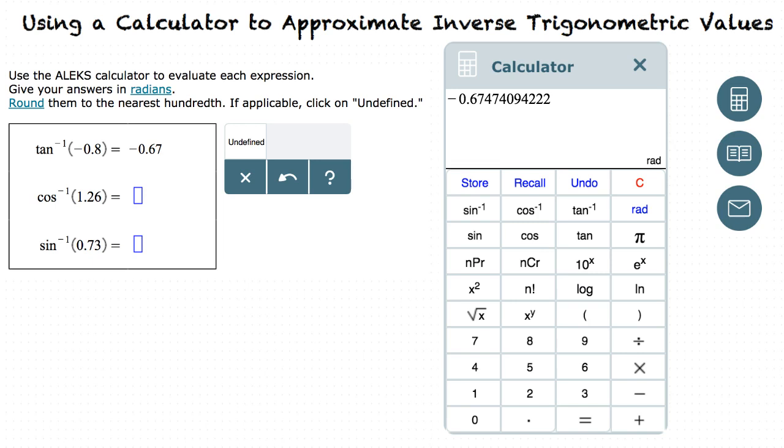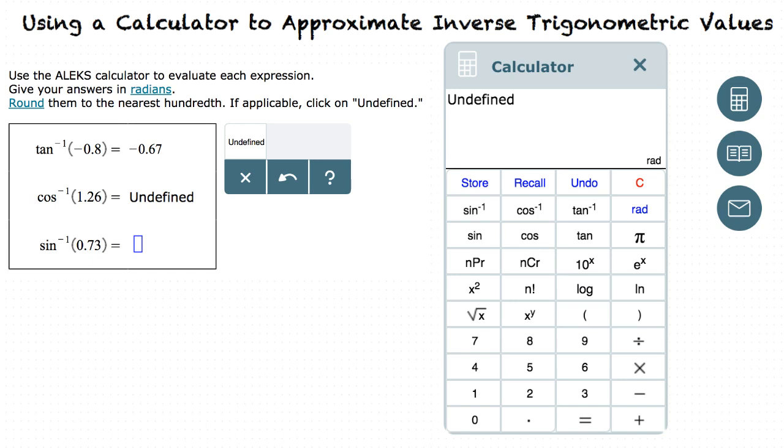Do we repeat these steps for the other two problems? Exactly. For our next problem, we will click on the inverse cosine button in order to input the inverse cosine into our calculator. We next input the value of 1.26 and then click on the equal sign, which results in an undefined result. What answer would we input when the inverse value is undefined? When our answer is undefined, we click on the undefined button in order to input undefined as our answer. This results in our final answer.